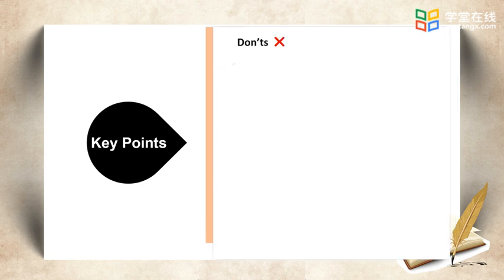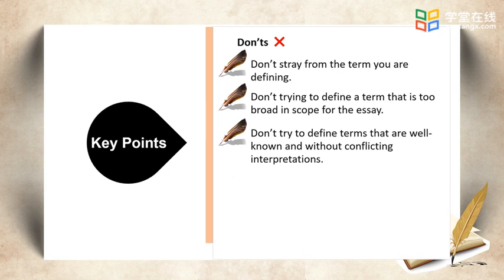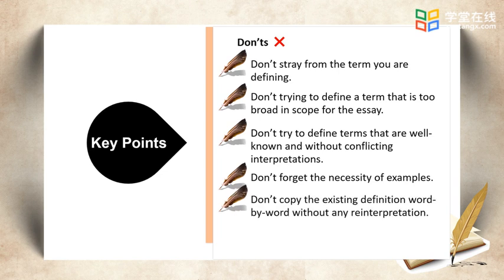Then, let's come to the things we should try to avoid. First, we shouldn't stray from the term we are defining. Second, we should avoid defining a term that is too broad in scope for this essay. Third, it's not necessary to define terms that are well known and without conflicting interpretations. Fourth, we shouldn't forget that examples are very useful. Fifth, we shouldn't copy the existing definition word by word without any reinterpretation. Sixth, we shouldn't make definitions seem biased.